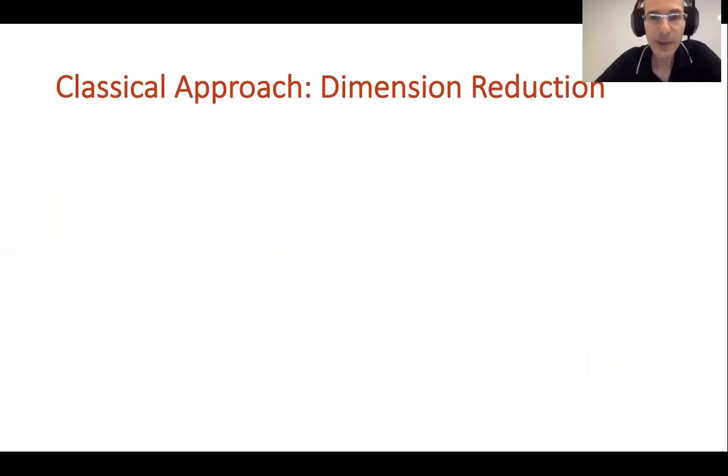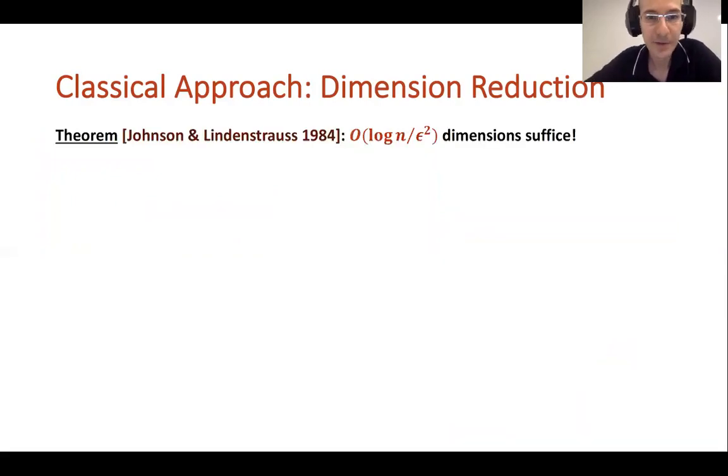The classical approach to this problem goes through dimension reduction. A very central and famous theorem by Johnson and Lindenstrauss tells us that no matter what the original dimension of the points was, we can always reduce it to log n over epsilon squared. This is a pretty dramatic statement because we know that if we wanted to represent the distances exactly, we might have needed in the worst case n-1 dimensions.